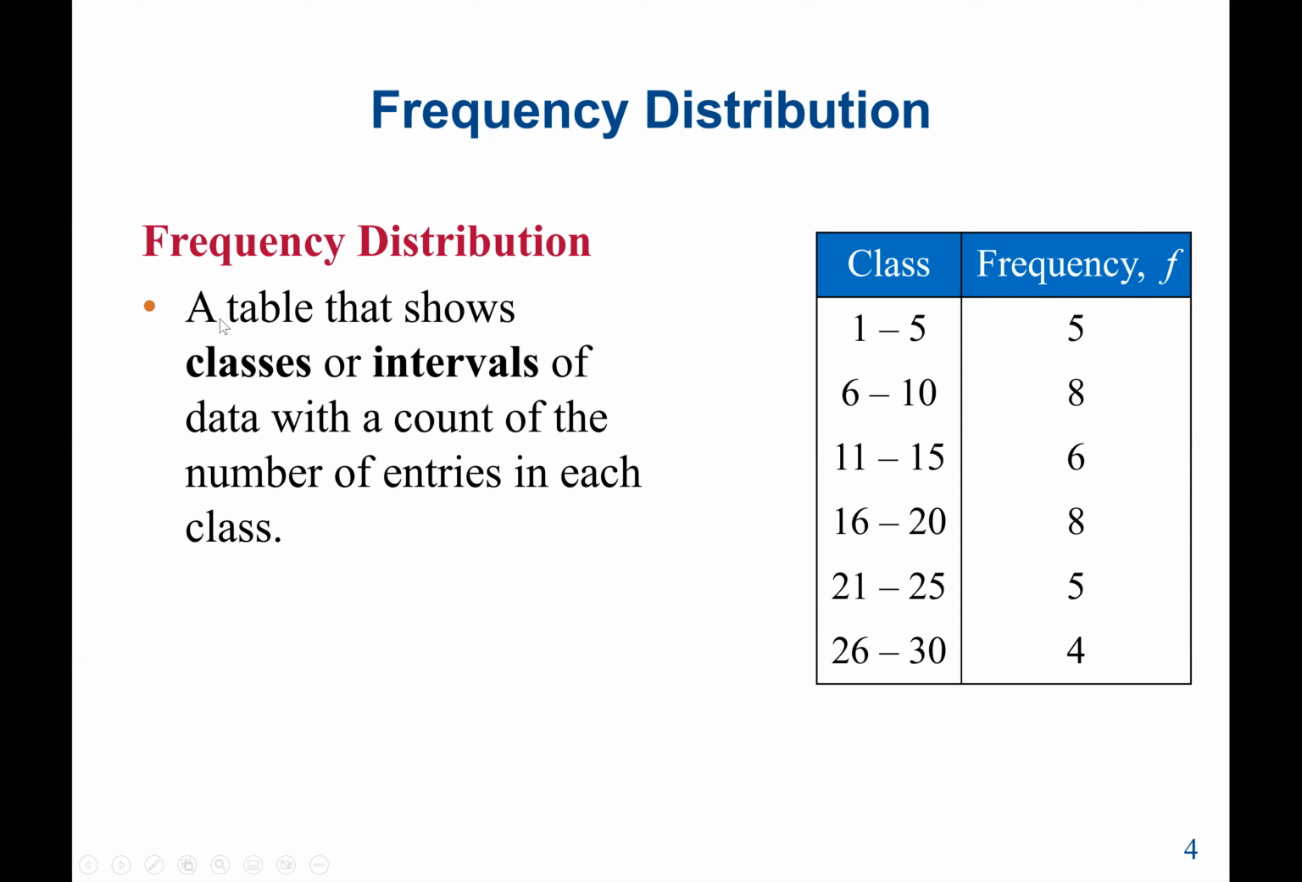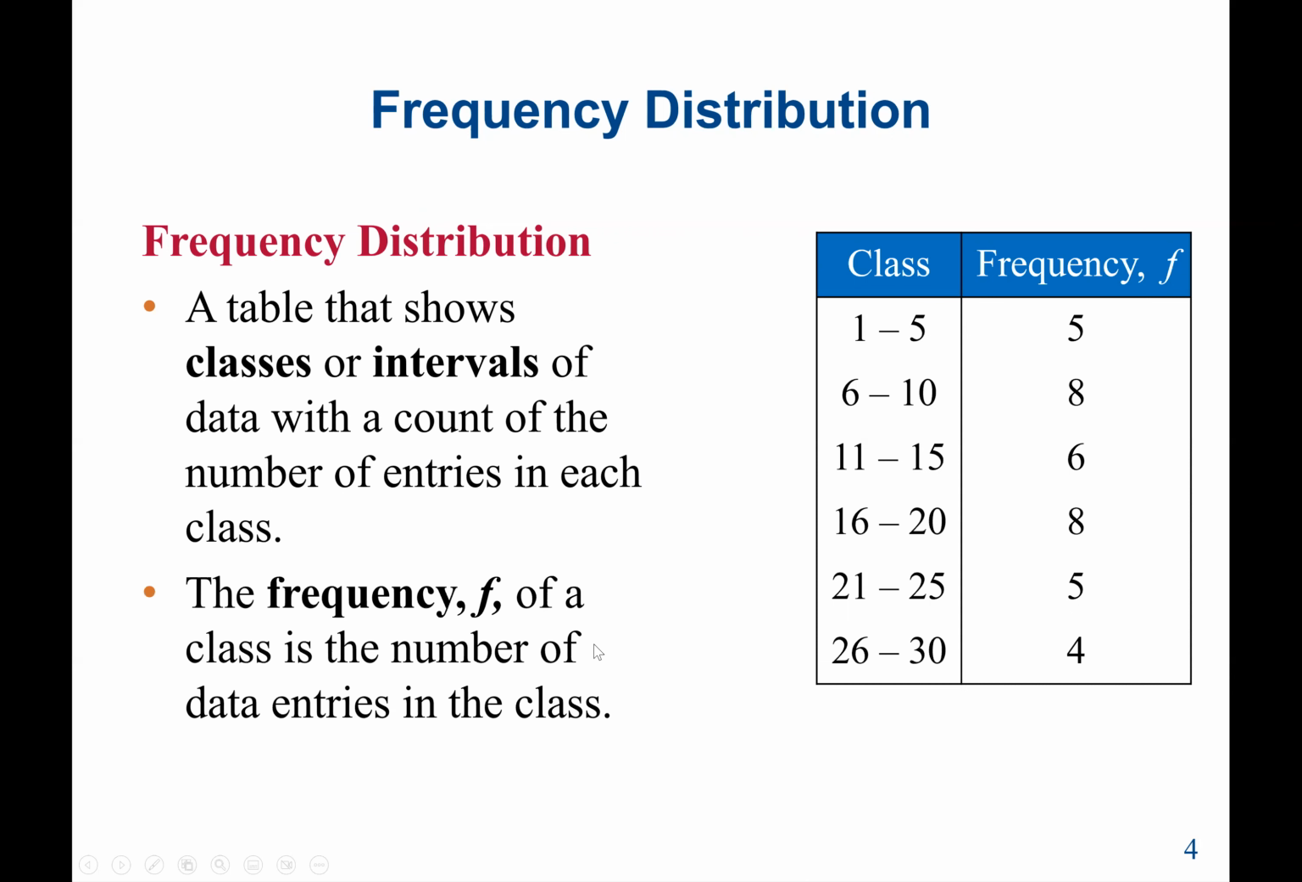We don't want that. So here we say a table that shows the classes or intervals of data with a count of the number of entries in each class is the frequency distribution. And the frequency f of a class is the number of data entries in that class. So maybe you have a data set, and within the class from 1 to 5, we have a total tally of 5 observations. Between 6 and 10, we have 8 observations.